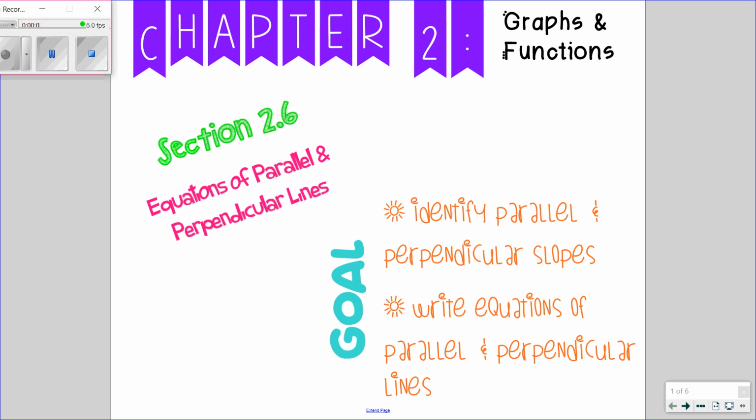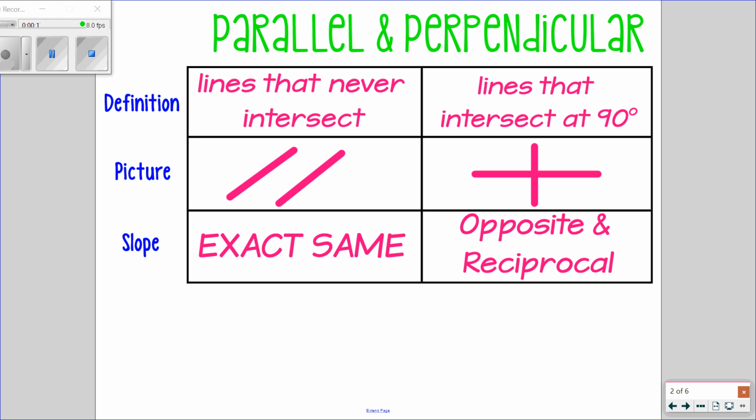All right, today we're going to do section 2.6, which is equation of parallel and perpendicular lines. So our goal today is to identify parallel and perpendicular slopes and then write equations of parallel and perpendicular lines. So first let's talk about what parallel and perpendicular lines are. Hopefully this is all review.